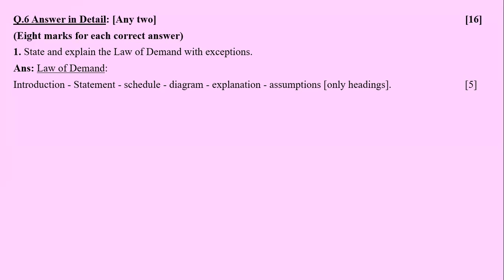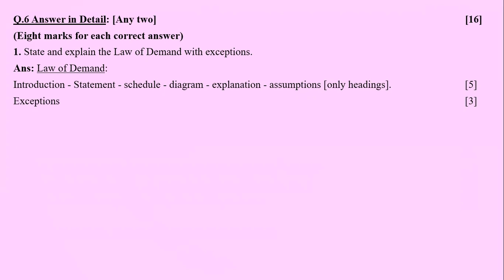Because actually in this question, here you have to mention the headings of the assumptions. Here 5 marks are there for introduction, statement, schedule, diagram, explanation of both and headings of assumptions. Actually in this question, assumptions are not asked, but still compulsorily you have to mention the assumptions because law of demand is based on assumptions only, or we can say that assumptions are an integral part of law of demand. So give only headings of assumptions and then explain the exceptions in detail. For exceptions, 3 marks are there.